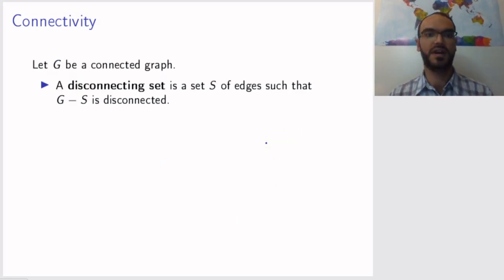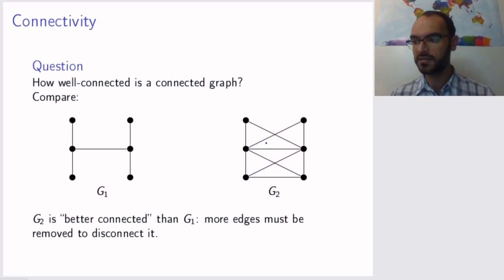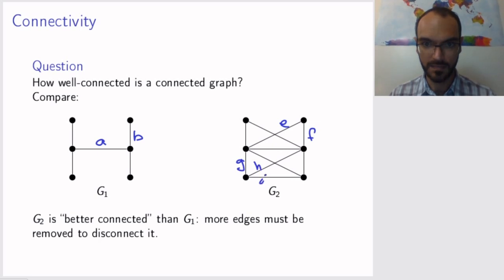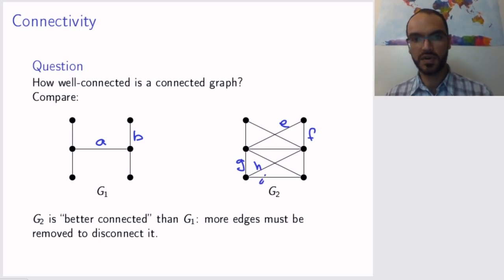So let's look at a connected graph. A disconnecting set is a set of edges so that when you remove them, you get a disconnected graph. So if you go back here, let's say call this edge A, this edge B, this edge E, F, these are G, H, I. So if I remove the two edges E and F, I will get a disconnected graph because this vertex will be by itself. Same if I remove all three edges G, H, I. Or if I remove all of these five edges, I will still get an even more disconnected graph.